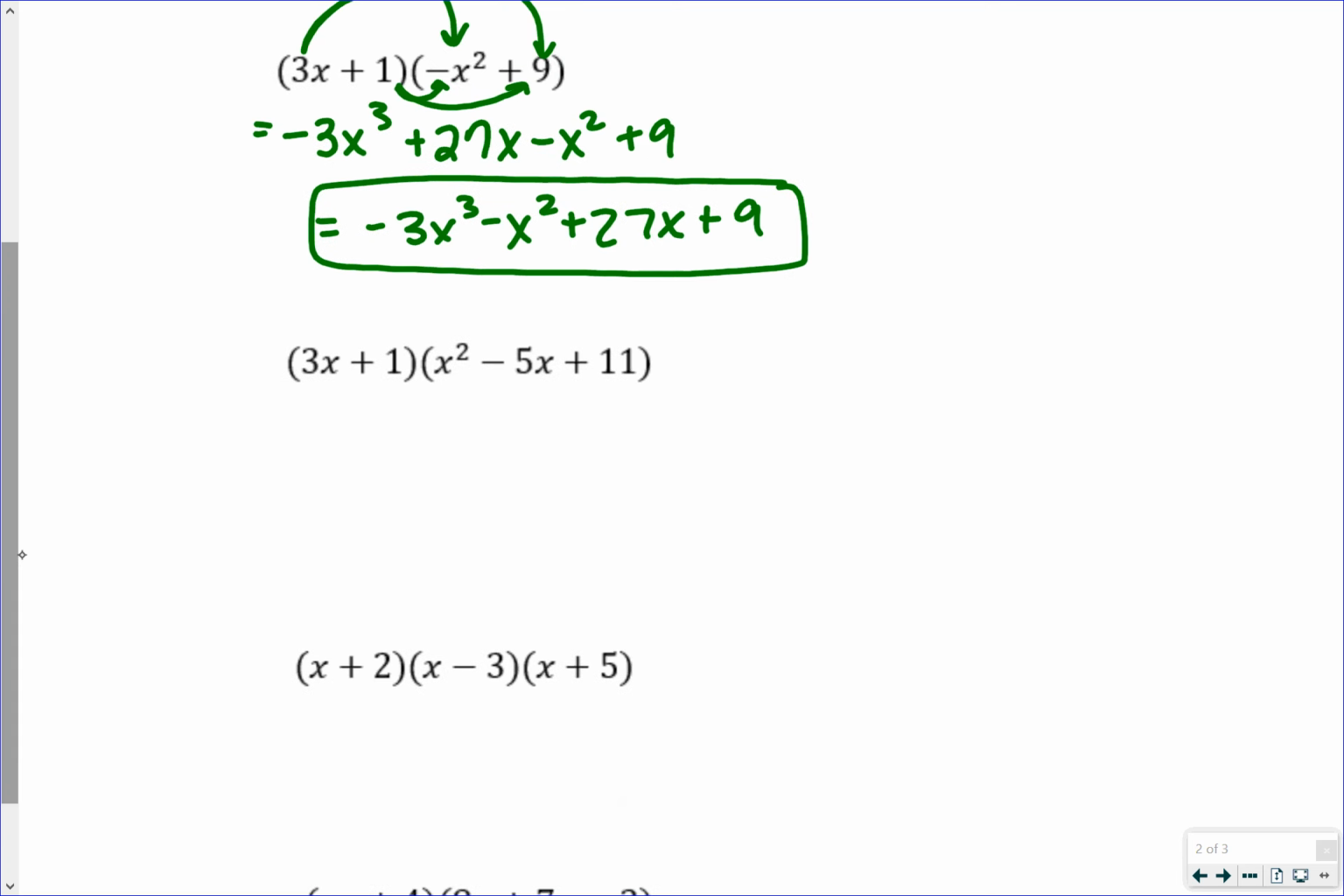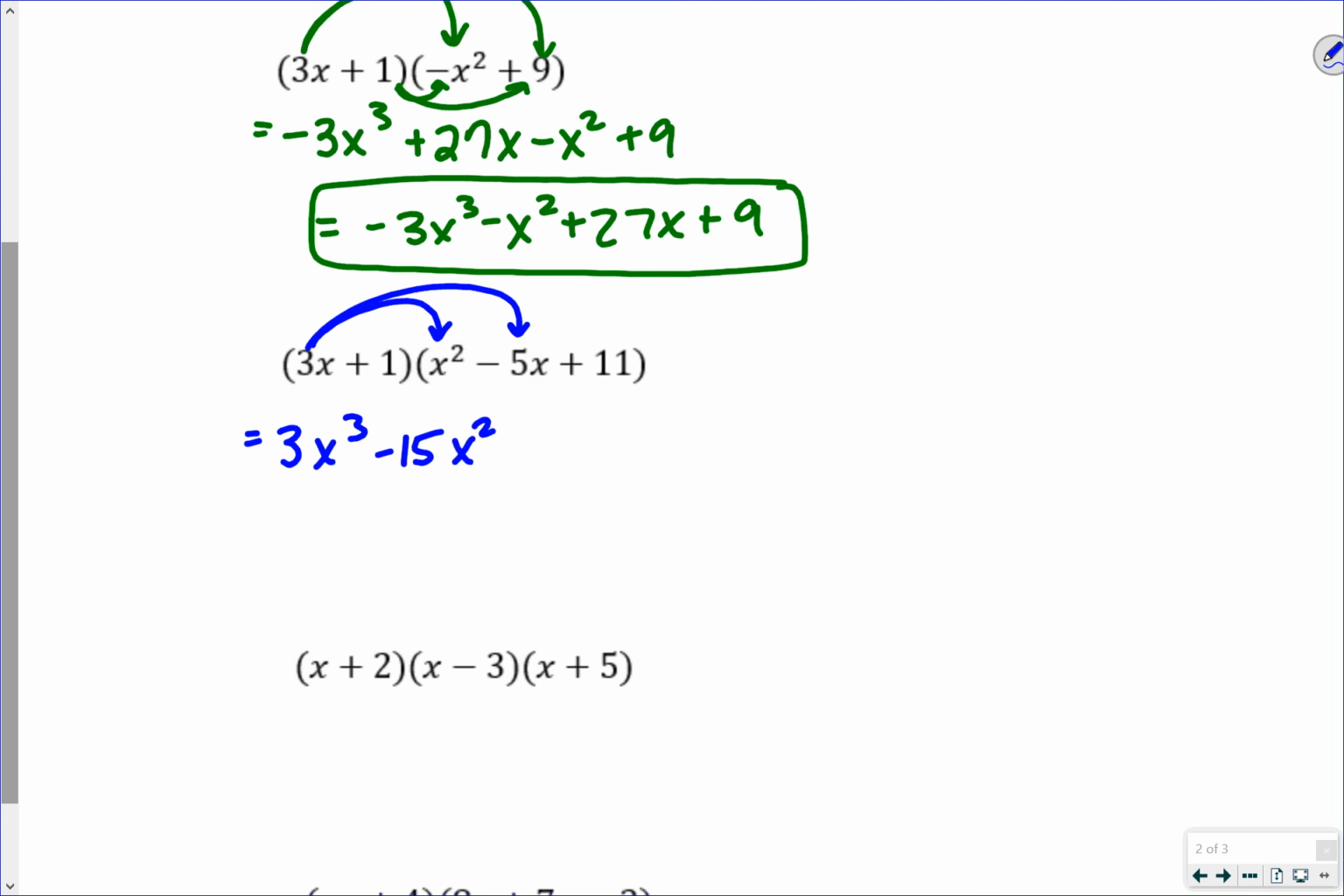Next, I've got a 2-termed binomial multiplied by a 3-termed. Same exact process. First times first. 3x times x gets me a 3x cubed. 3x times -5x. 3 times -5 is -15. X times x is x squared. 3x times 11 is 33x. Do the same thing with the next term in the parentheses. 1 times x squared is x squared. 1 times -5x is -5x. And 1 times 11 is 11.